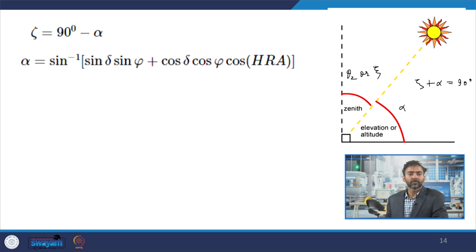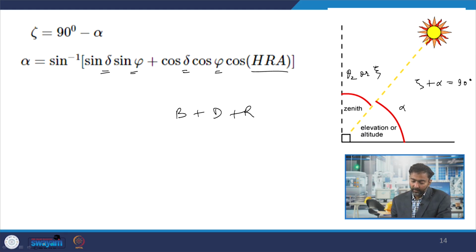So if you want to estimate the solar zenith angle, you can use this trigonometric identity, and alpha or the elevation angle is sine inverse of sine delta sine phi plus cos delta cos phi cos HRA. And as we already discussed, delta is the declination angle, phi is the latitude angle and HRA is the hour angle. And once you have the alpha, you can find the zeta or the zenith angle, and then you can use it for estimating the GHI. So that is how we can calculate all the three components, beam plus diffused plus reflected, and we can get down to plane of array radiation.